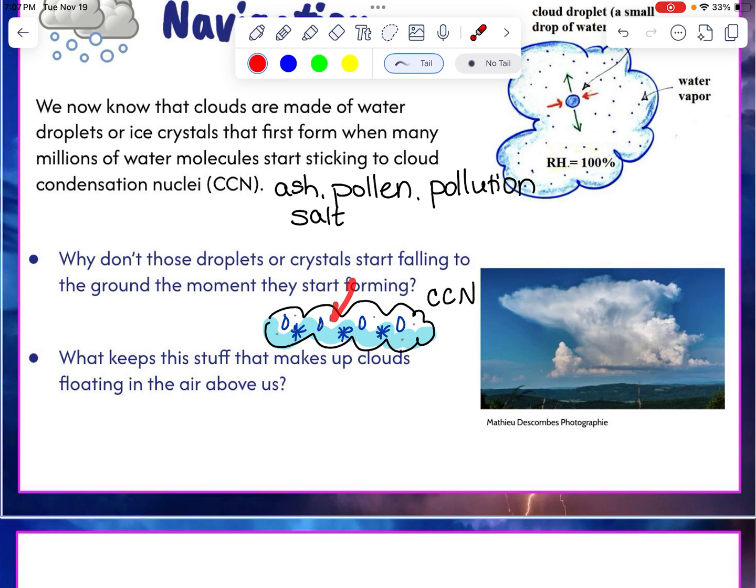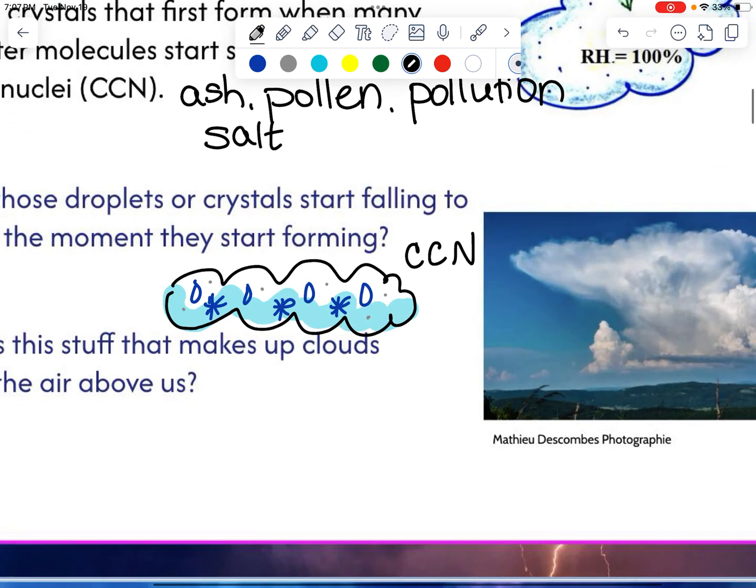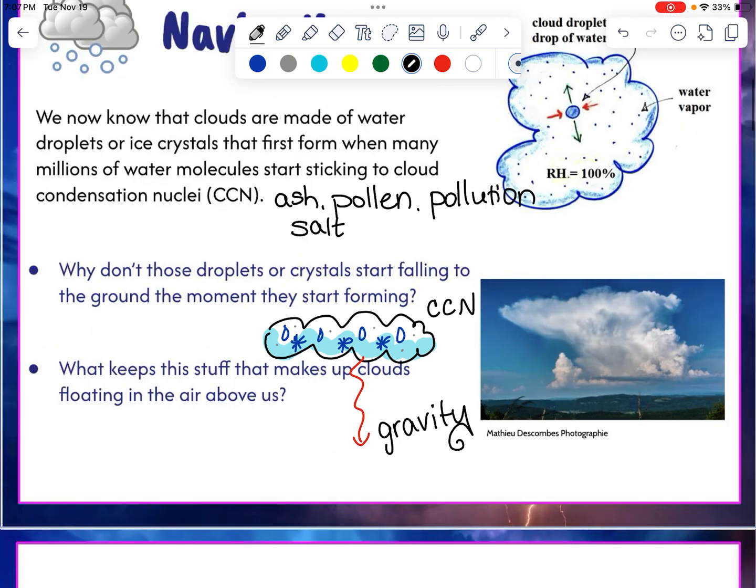So why do those droplets stay in the cloud? We know the force of gravity wants to pull them down, but they don't come down right away. They stay up there. So I say we know that the force of gravity would like to be pulling them down, but they stay suspended anyway. Why is that?